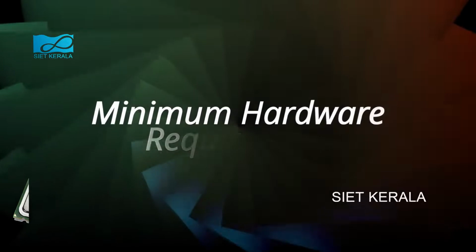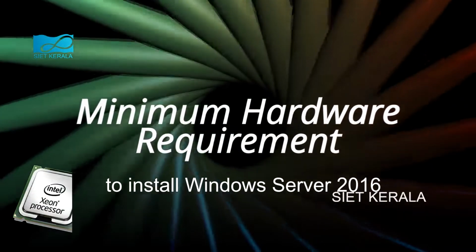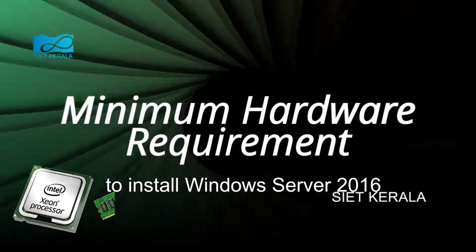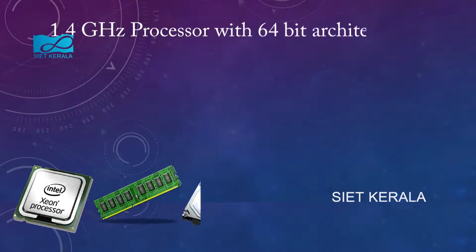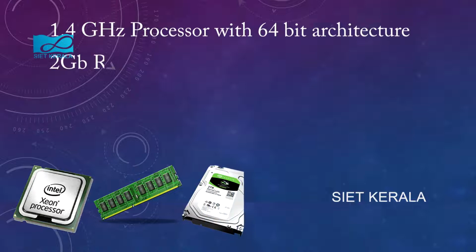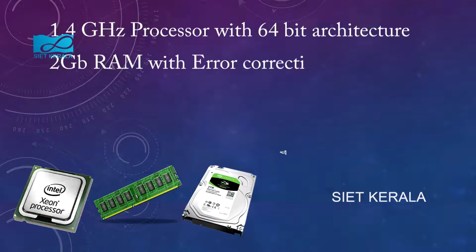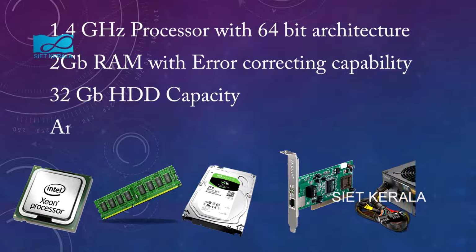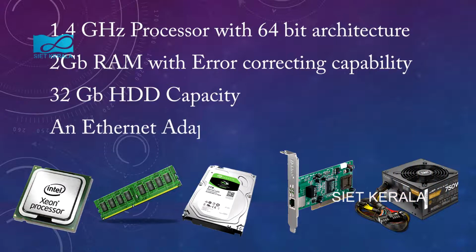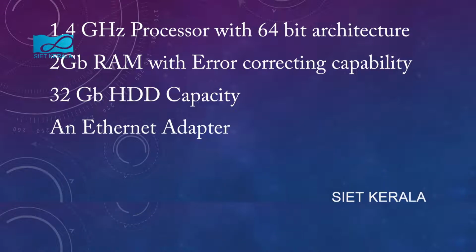Let us discuss the minimum hardware requirements to install Windows Server 2016. 1.4 GHz processor with 64-bit architecture, 2 GB RAM with error correcting capability or ECC compatible. Minimum hard disk space for system partition is 32 GB. An Ethernet adapter capable of at least gigabit throughput. Compliant with PCI Express architecture specifications and supports pre-boot execution environment or PXE.